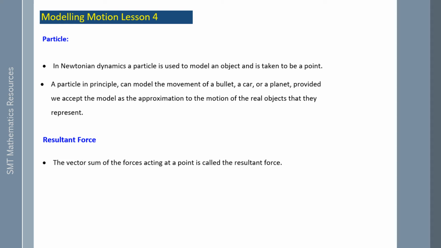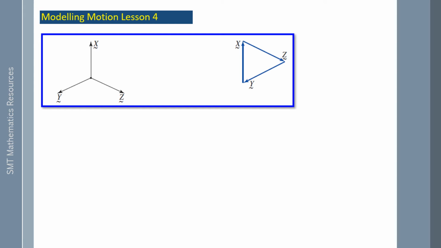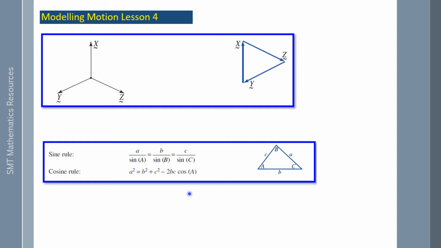Resultant force. The vector sum of the forces acting at a point is called the resultant force. The triangle of forces is often applied when calculating a resultant force. Let's consider three forces here, X, Y, and Z. If in equilibrium, the resultant force is 0, we can draw a triangle of forces diagram. At that point, we can use the sine or cosine rule for non-right angle triangles to determine various values.